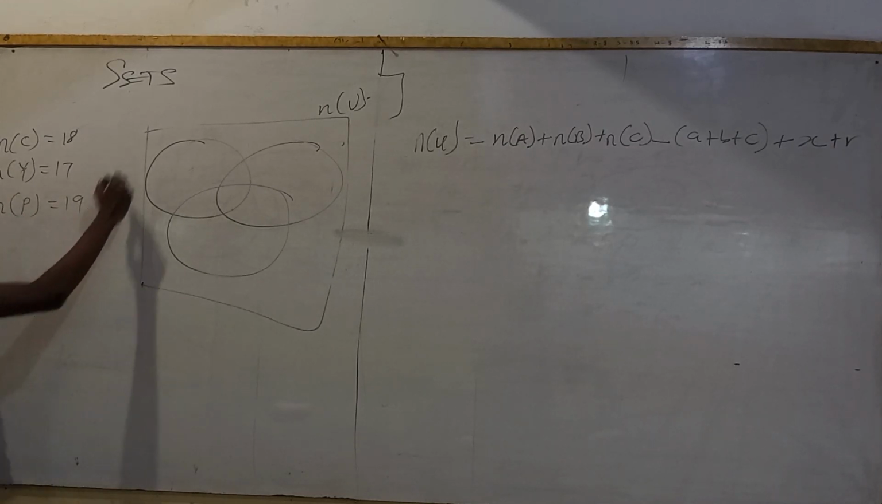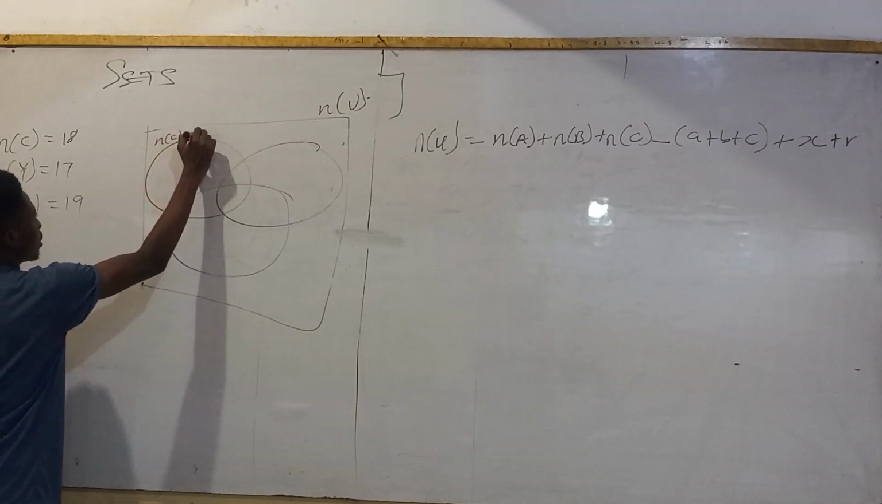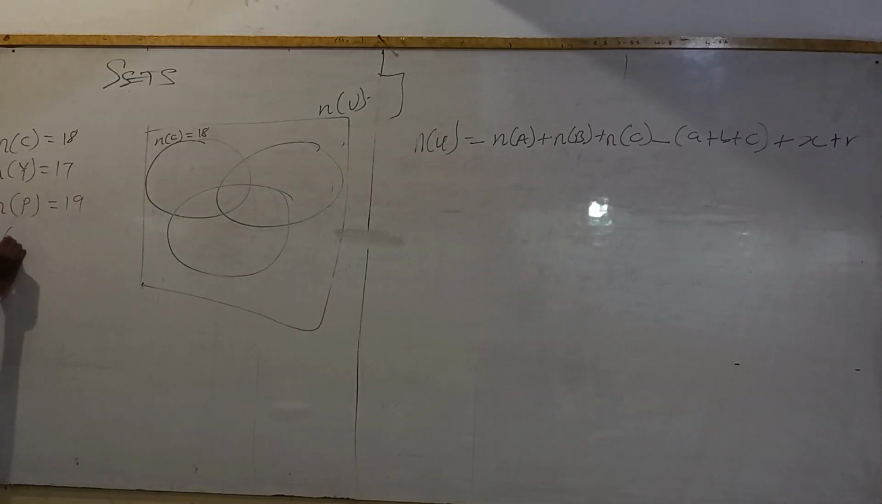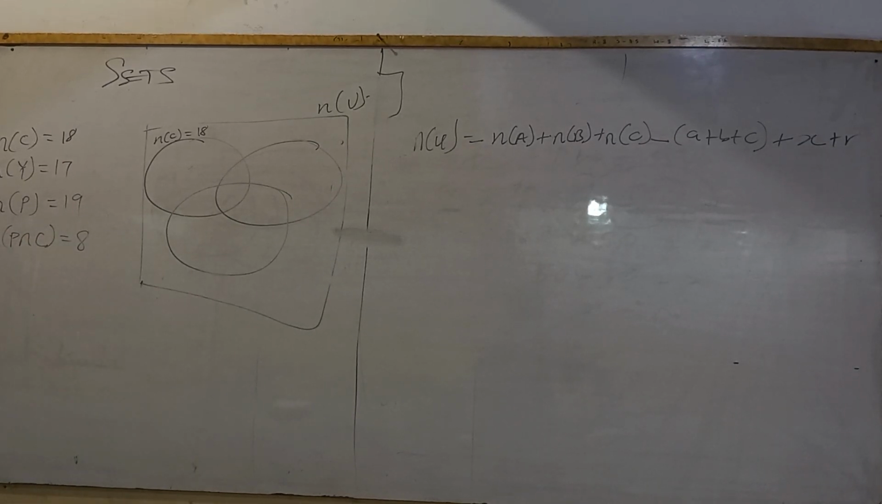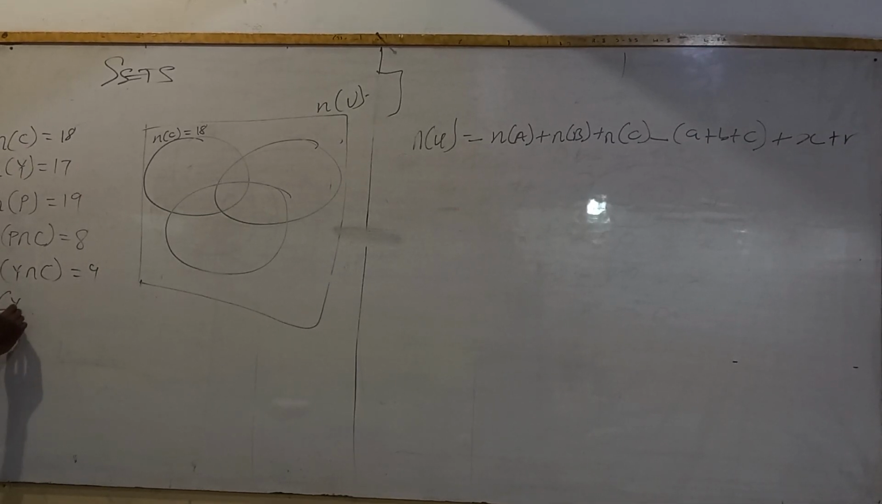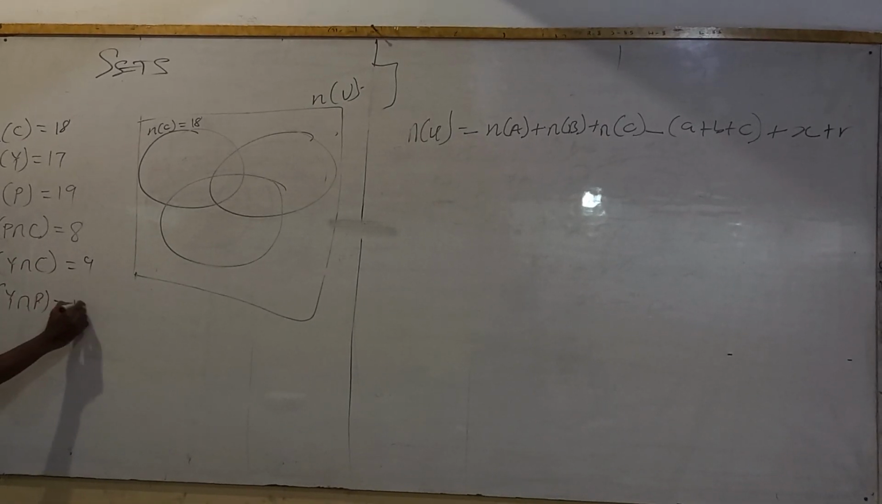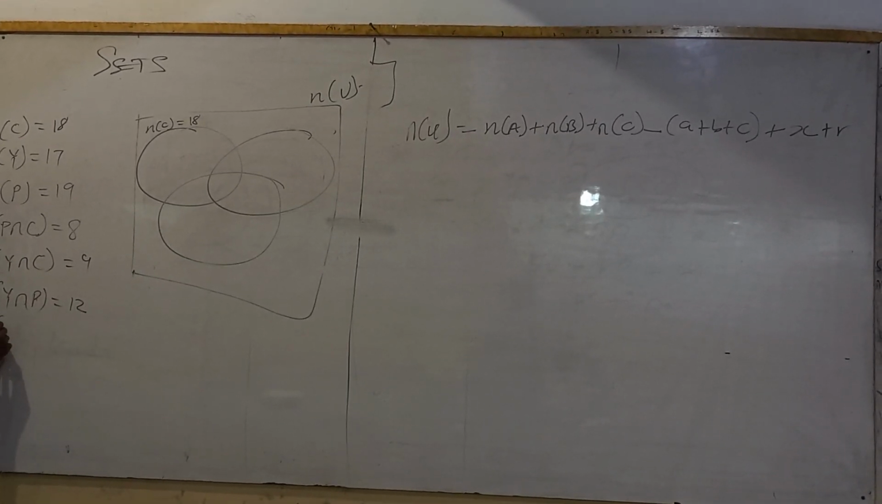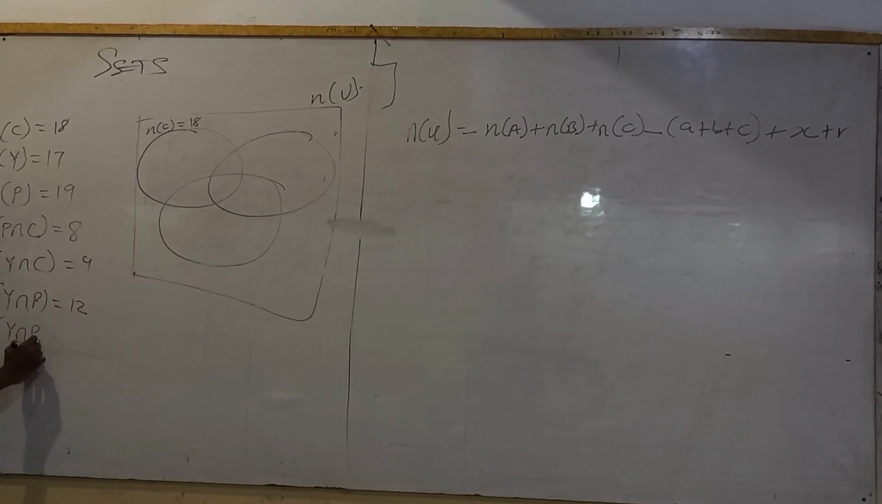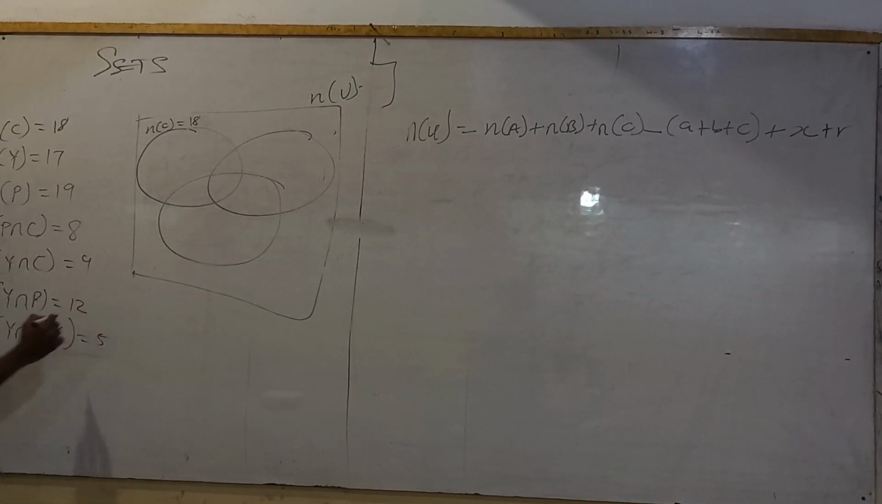8 sell plantain and corn. 8 sell plantain and corn. 9 sell yam and corn. Number of yam and corn is 9. 12 sell yam and plantain, right? And 5 sell all 3 items. Of 5 foodstuff, sell yam, plantain, and corn.